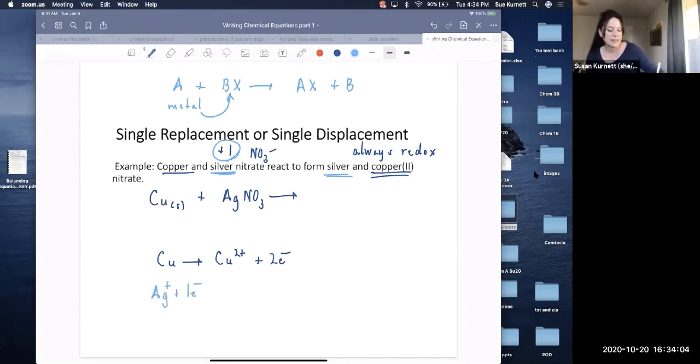How does it do that? It has to gain an electron. And the number of electrons gained and lost have to be the same, so this has to happen twice. So I really have 2 silver ions gaining 2 electrons to form 2 silver atoms. Electrons lost equal electrons gained.